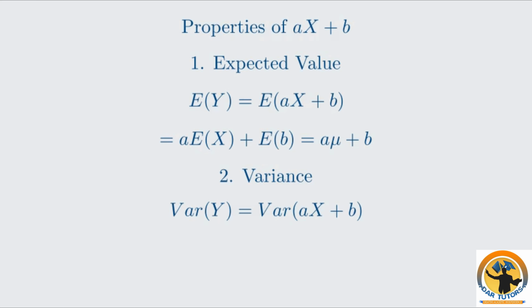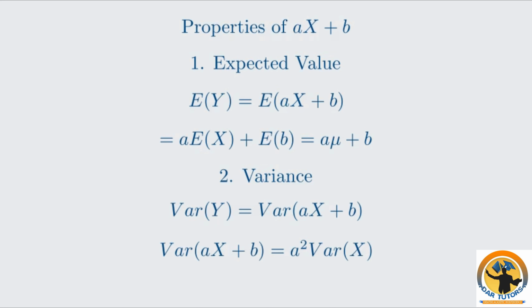What about a? Multiplying by a constant a does change the spread. It scales the distances between outcomes. The key here is that variance is based on the squared deviations. So the scaling factor becomes squared. Var(aX plus b) is equal to a squared times Var(X).